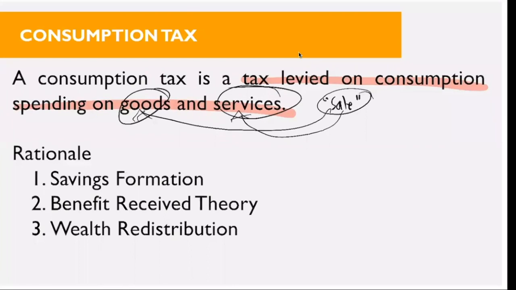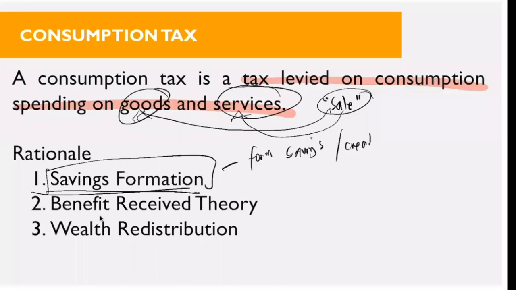So what is the rationale of your consumption tax? First is your savings formation. What does savings formation mean? Why do we pass a consumption tax? The first rationale is savings formation. Under savings formation, it tries to limit the level of consumption, which creates savings. From this phrase alone, we form or create savings. So how does your consumption tax create savings? It creates savings by limiting the level of consumption.